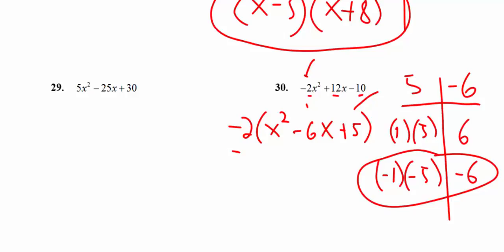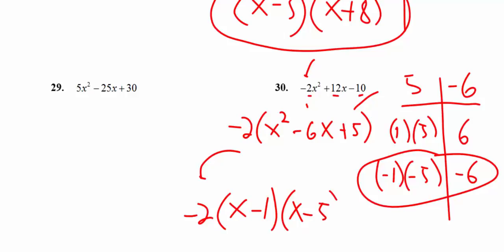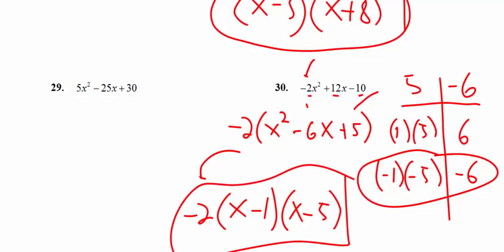So don't forget about the -2. We have to write that. That does not just disappear. And then we write -2 times x minus 1 times x minus 5. And we are finished. Okay?